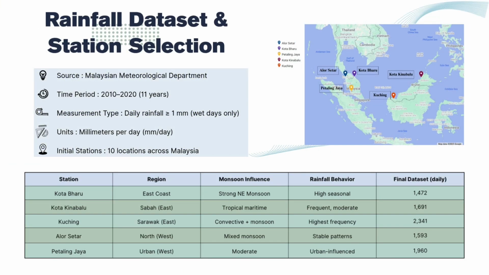and monsoon influence. The rainfall data used in this study was obtained from the Malaysian Meteorological Department, covering 11 years from 2010 to 2020. Only wet days with rainfall of at least 1 mm per day were included. A total of 5 stations were selected across Malaysia based on geographical location, monsoon influence, topography, and data completeness. Each station shows unique rainfall behavior. For example, Kota Baru experienced strong northeast monsoon influence and high seasonal rainfall, while Kuching has the highest rainfall frequency due to convective and monsoon activity. These 5 stations provide a diverse and representative dataset for studying both seasonal and extreme rainfall patterns across Malaysia.